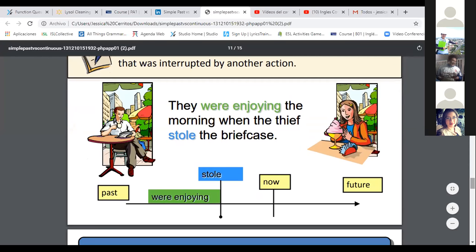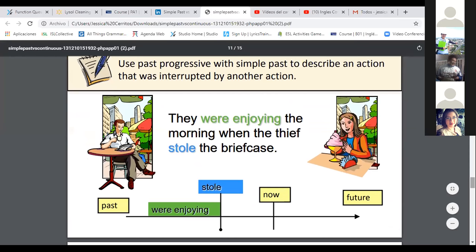Yes, teacher. They were enjoying the morning when the thief stole the briefcase. The briefcase, all right, very good. So here, guys, as Adriana read, we use past progressive with simple past to describe an action that was interrupted by another action. That's where they mix together, okay? So they were enjoying the morning when the thief stole the briefcase.